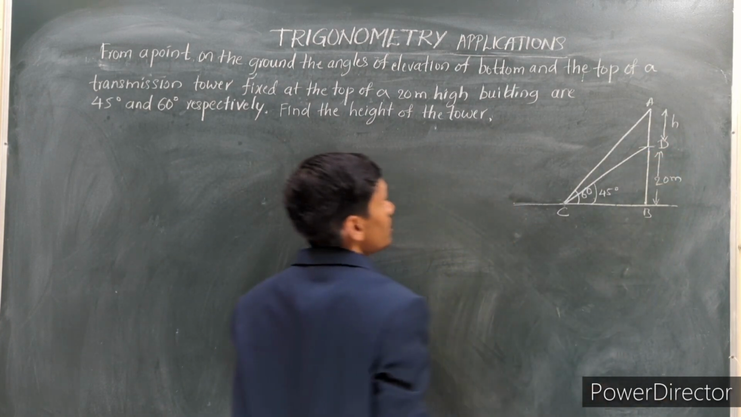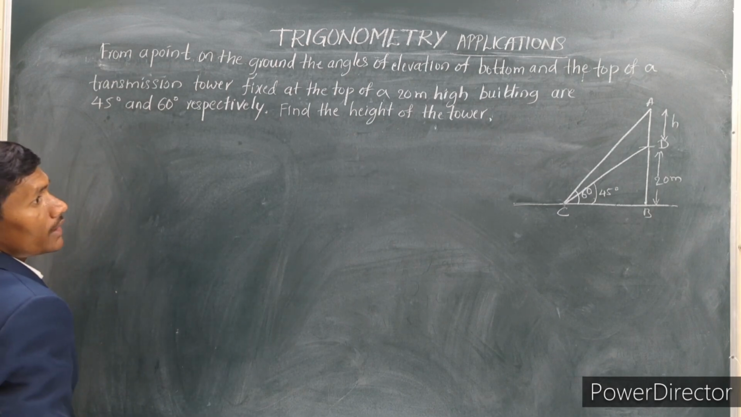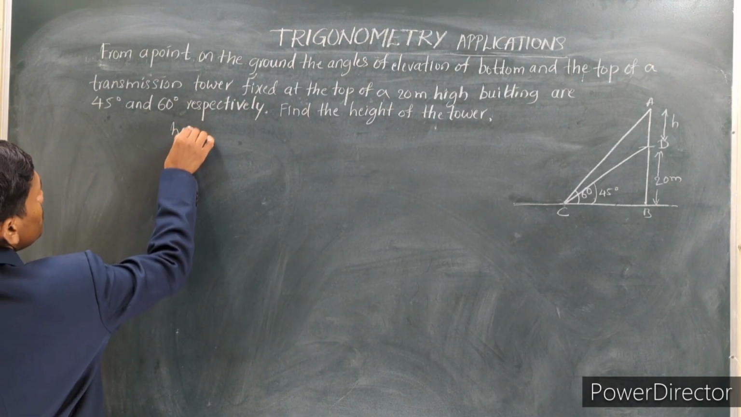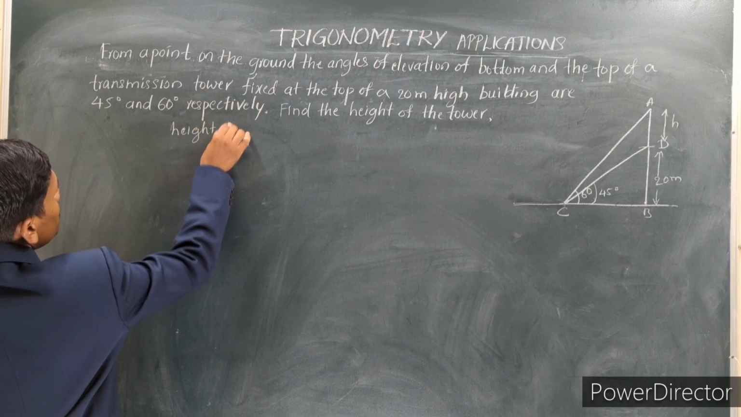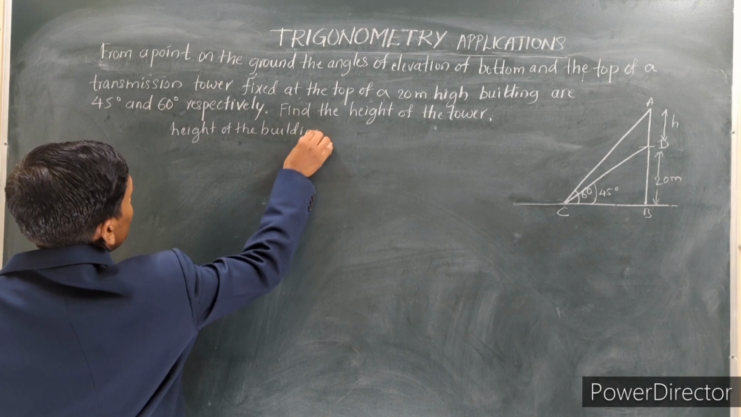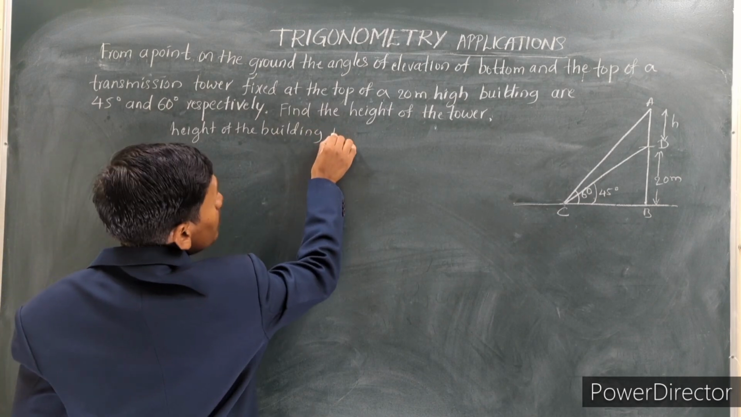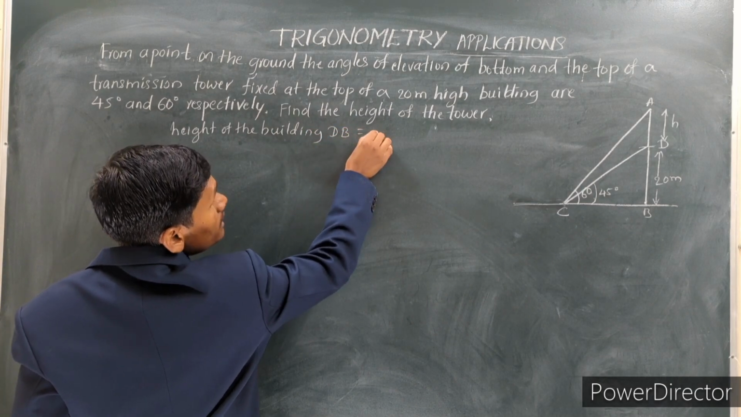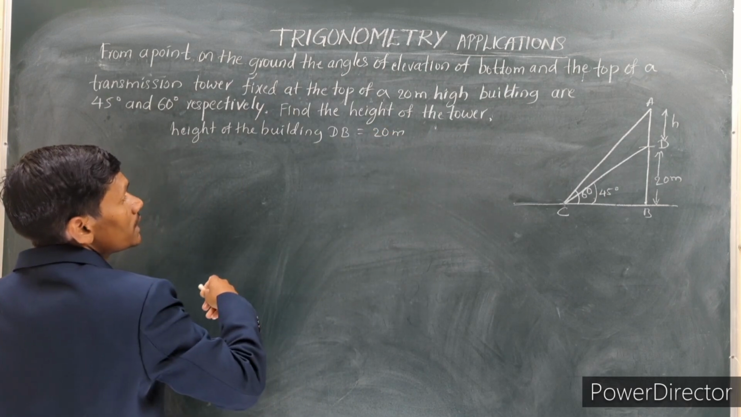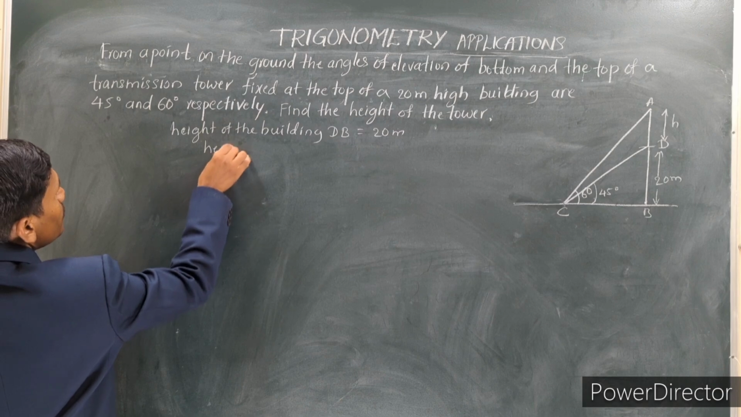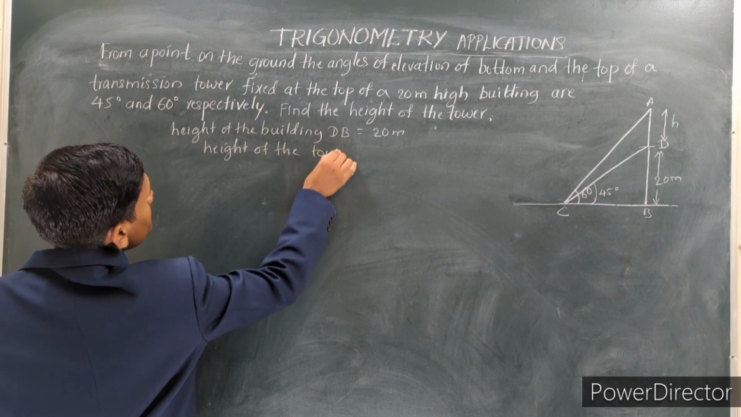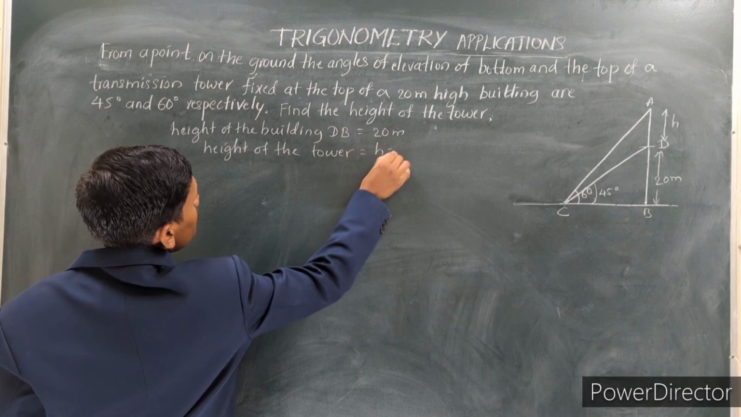Now let H be the height of the tower, and the height of the building is what? It is 20 meter. Height of the building, DB is equal to 20 meter. Okay, next, height of the tower. Tower H is equal to what?